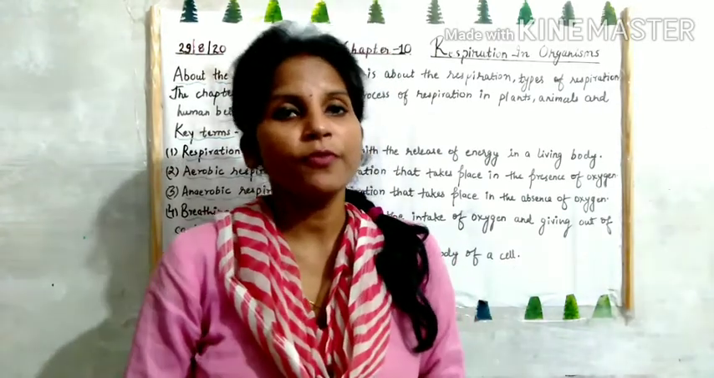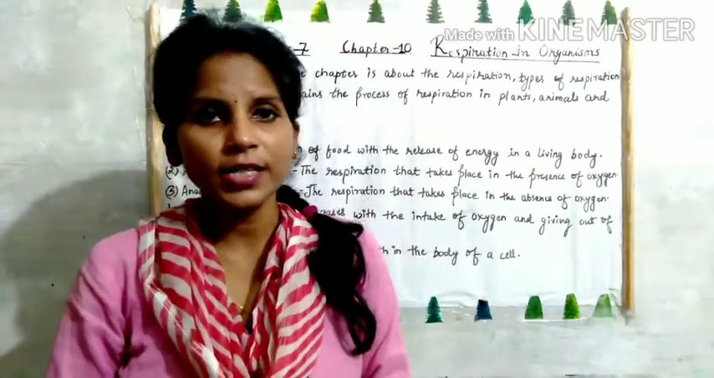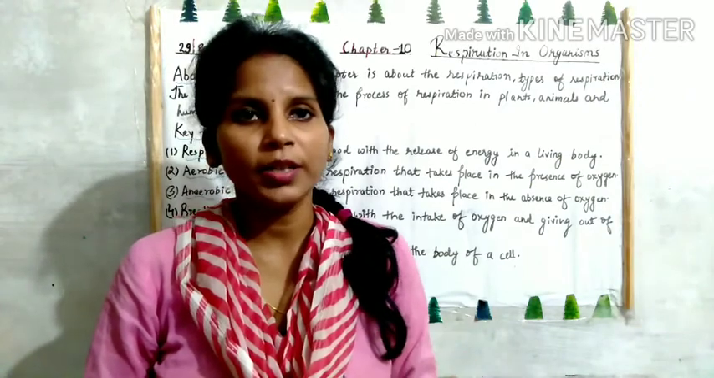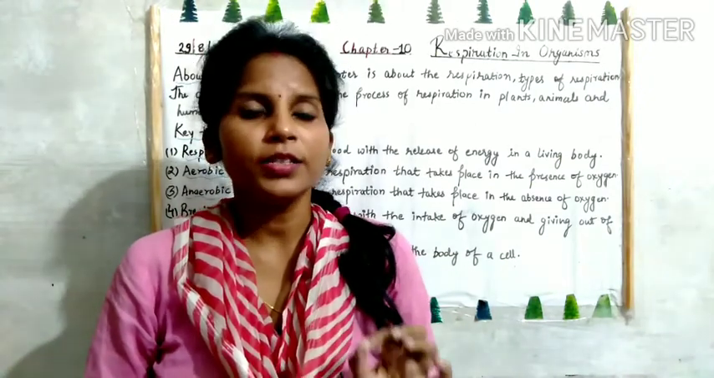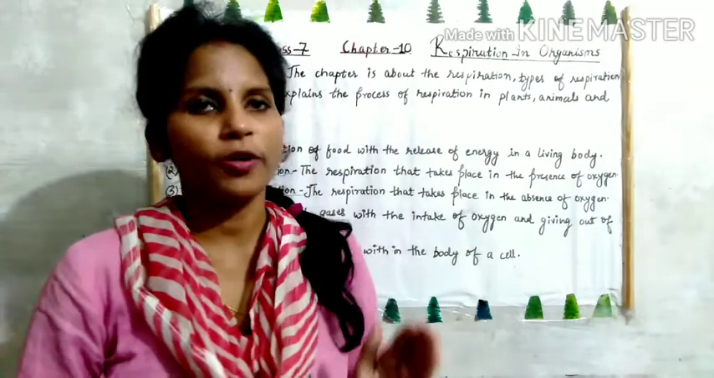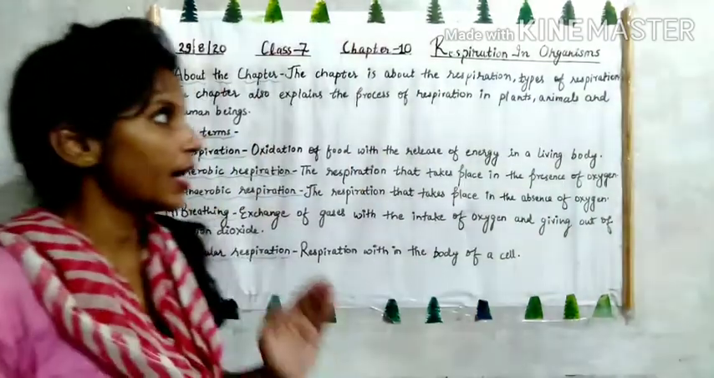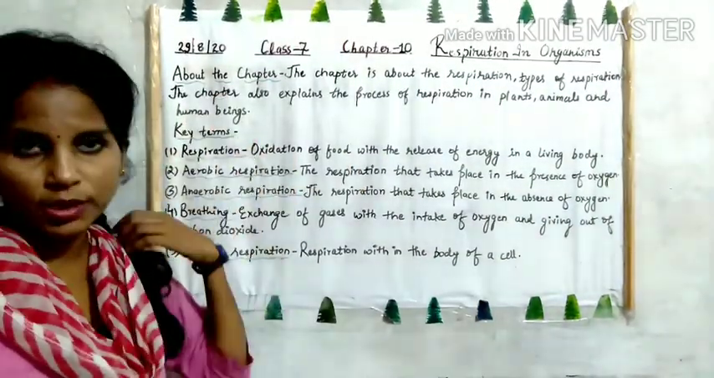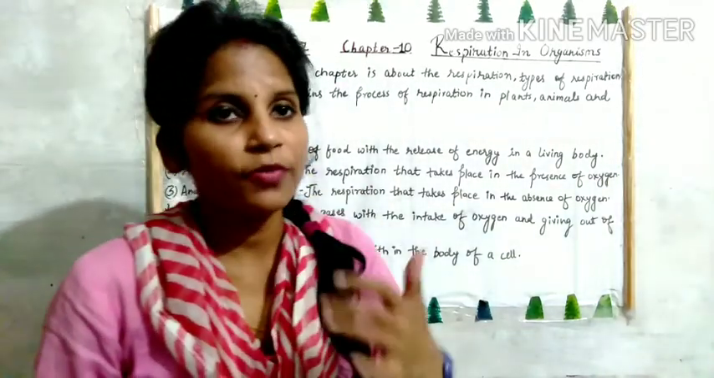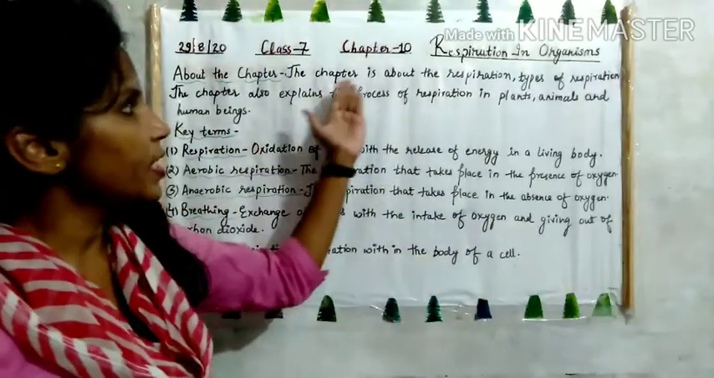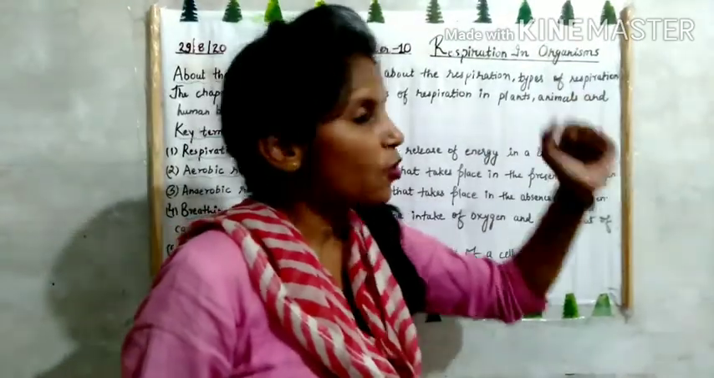Okay. So children, first of all, you have to write the date, then you have to write the chapter number, that is chapter number 10, then the chapter name, that is Respiration in Organisms. After that, you have to write about the chapter, what in this chapter we have studied. So the chapter is about respiration, types of respiration.